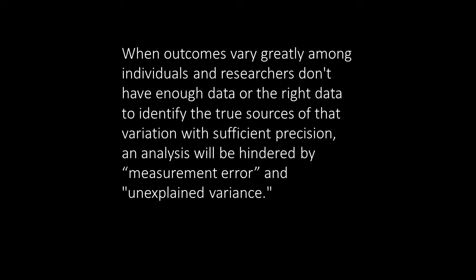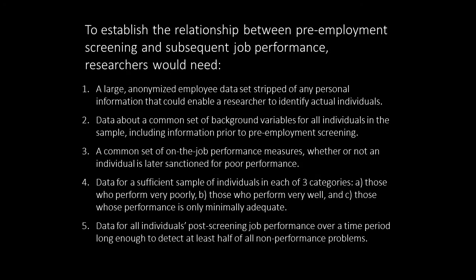Also, when outcomes vary greatly among individuals and researchers don't have enough data or the right data to identify the true sources of variation with sufficient precision, the analysis is hindered by measurement error and unexplained variance. To establish a relationship between, say, pre-employment screening and subsequent job performance, a study would need a large, anonymized employee data set stripped of personal information that could enable researchers to identify individuals. In other words, you could have age, sex, and race in the data, but you might want to collapse age into categories so that you can't identify individuals.